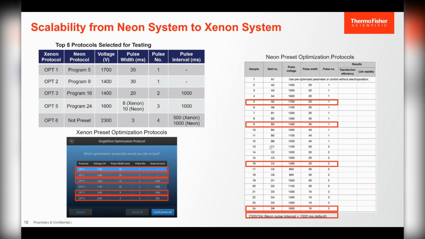And the summary of the protocols we tested can be seen in tabular form here. The protocol conditions are listed in the table, and any distinction between the Neon and Xenon protocols is also noted in the table.